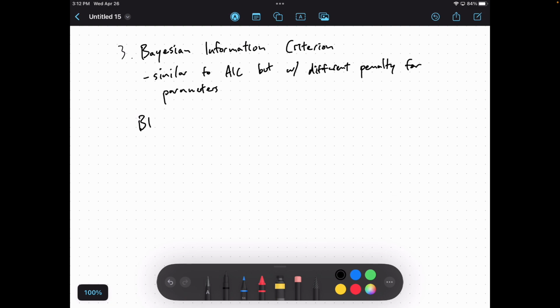So in this case, BIC is equal to the natural log of n times k minus 2 times the natural log of your likelihood. You'll see that this form is pretty similar, but here, instead of 2 times k for your AIC, it's ln of your sample size times k. And so the penalty function for your parameters is pretty different, and it's actually dependent on the size of your data.